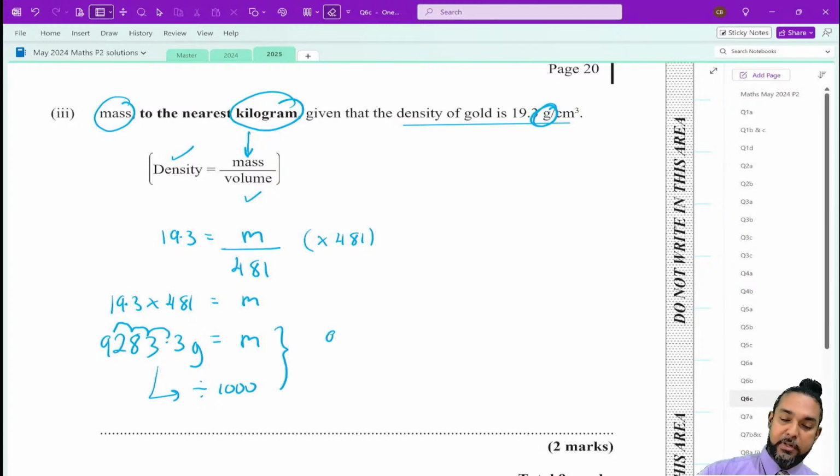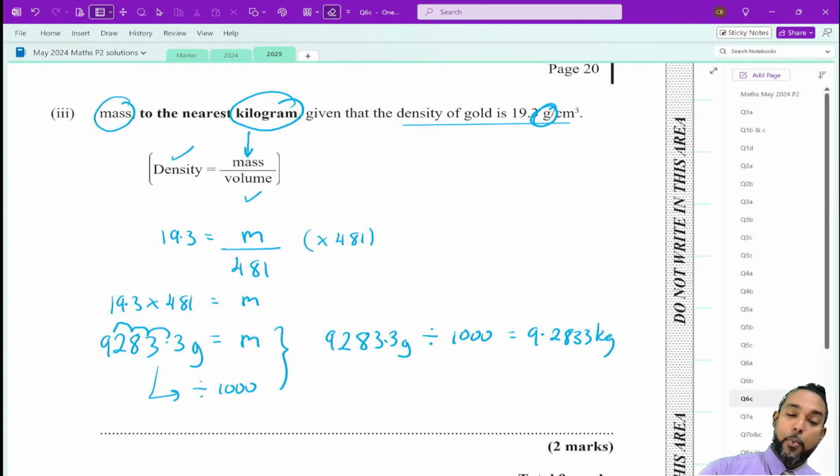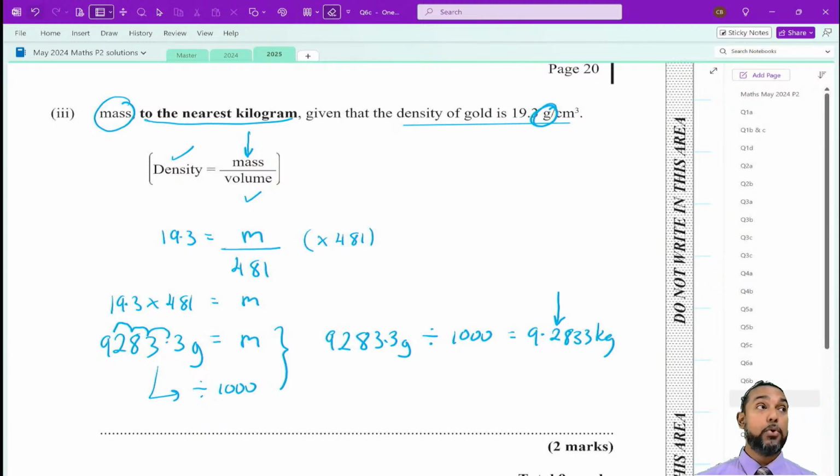Right. So here, if we take the 92.83 grams and divide by 1,000, we get 9.2833 kilograms. But what did they want? The nearest kilogram. So it means that they want no decimal places. But we have to see if we have to round off. What is that digit? That's a 2. So it's not 5 or higher, so we don't round up. If it was 5 or higher, we would round 9 up to 10. So what would happen here is that we would just get 9 kilograms.